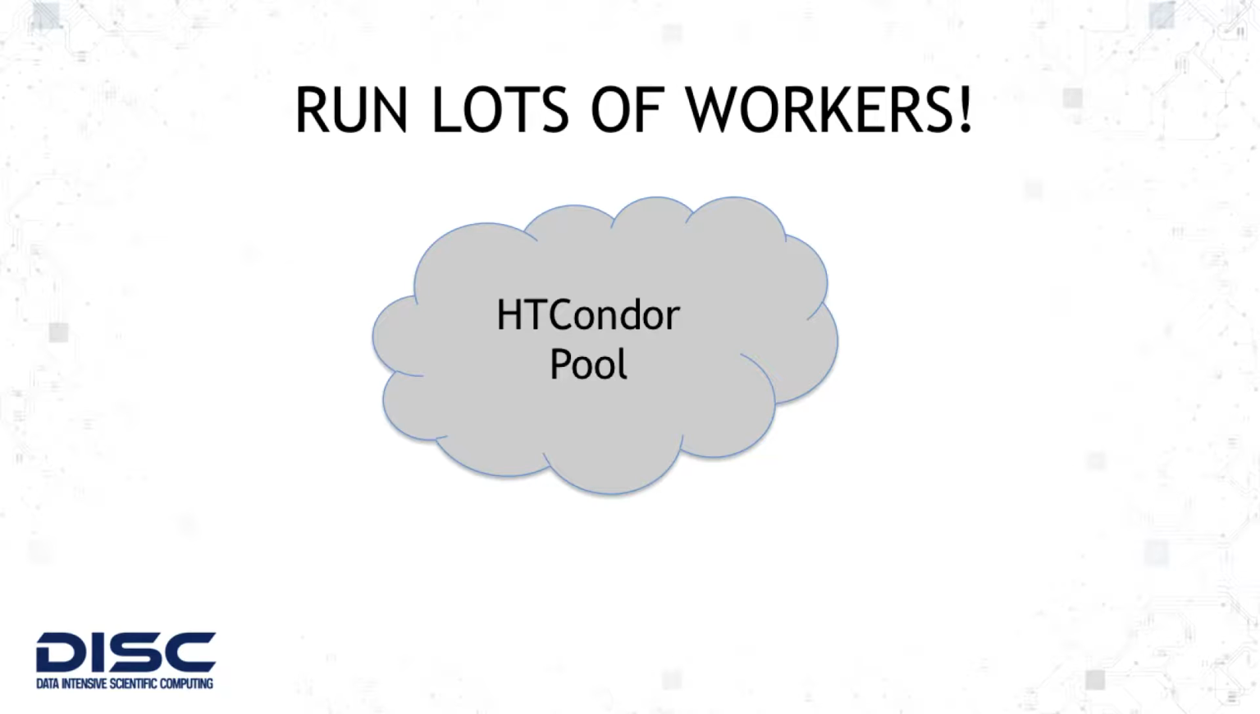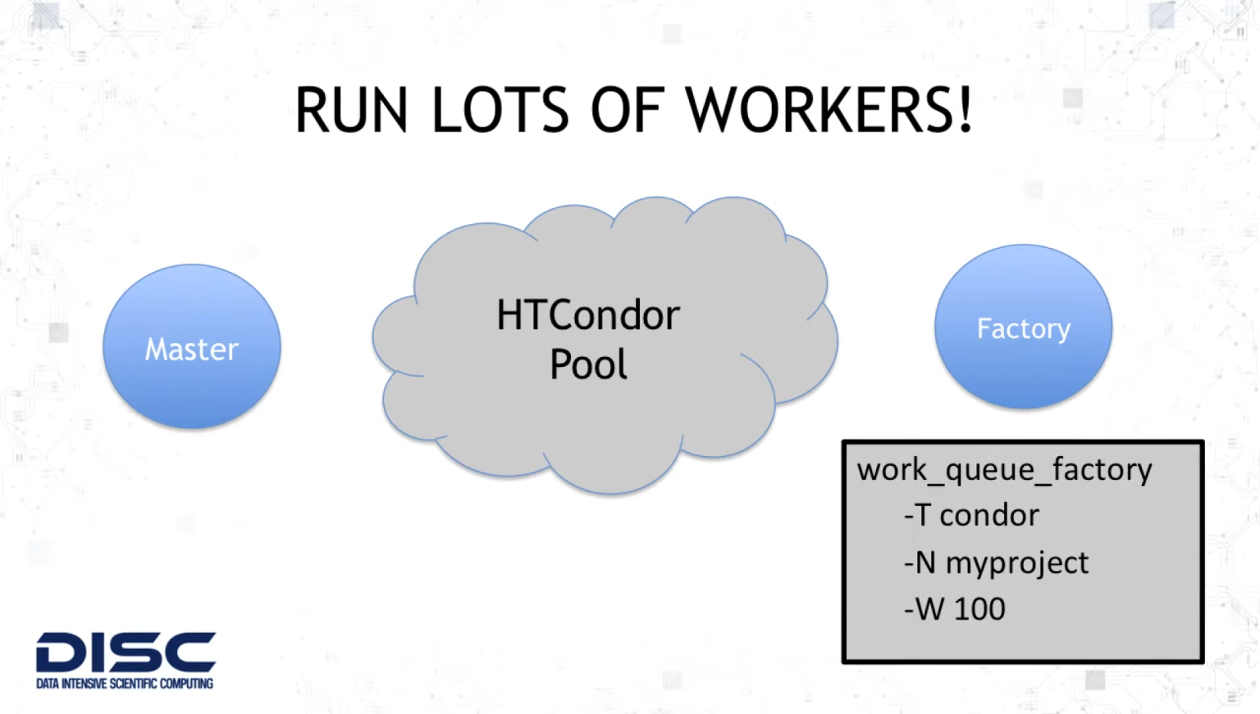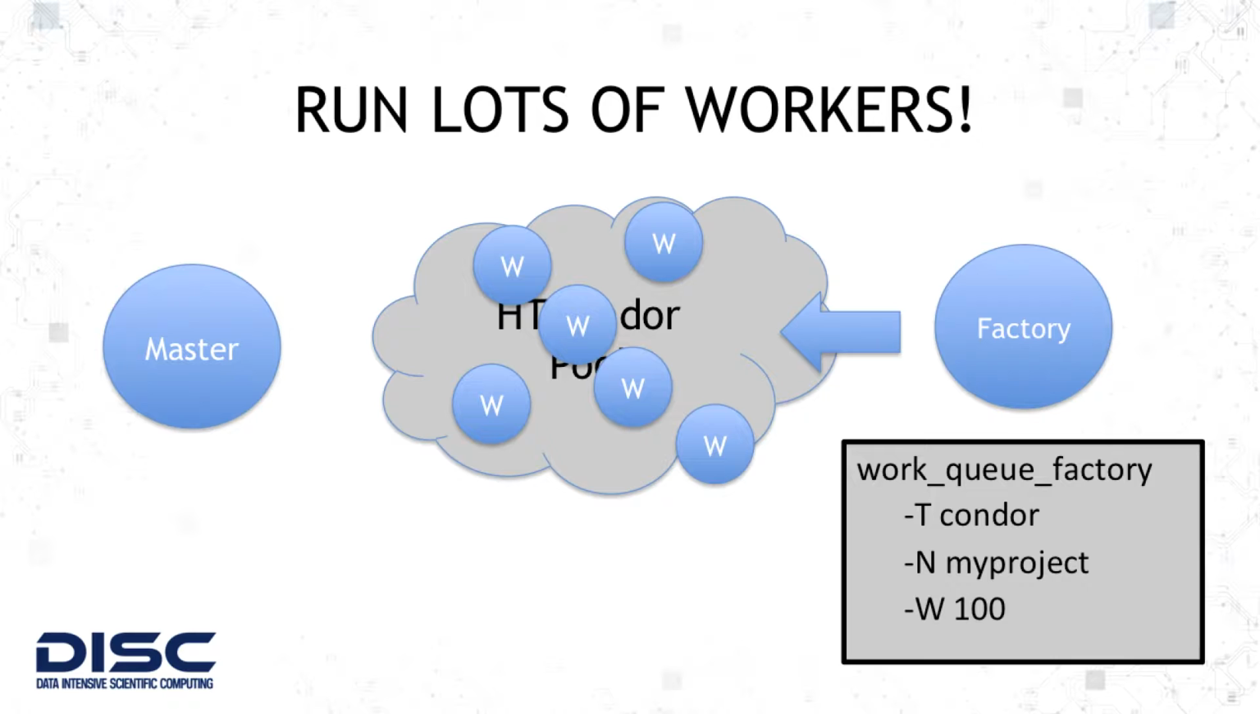So instead, if you want to run a very large number of workers, you want to take advantage of a batch system. And let's suppose that you have an HTCondor pool running at your university. So if you want to run a large number of workers in your HTCondor pool, you'll use what's called a factory. And to do this, you run work queue factory, indicate the kind of the batch system, the name of the project, and the maximum number of workers that you want to run. The factory will submit workers to the HTCondor pool, which will go through its ordinary queue and scheduling algorithms, and then eventually start running on the pool.